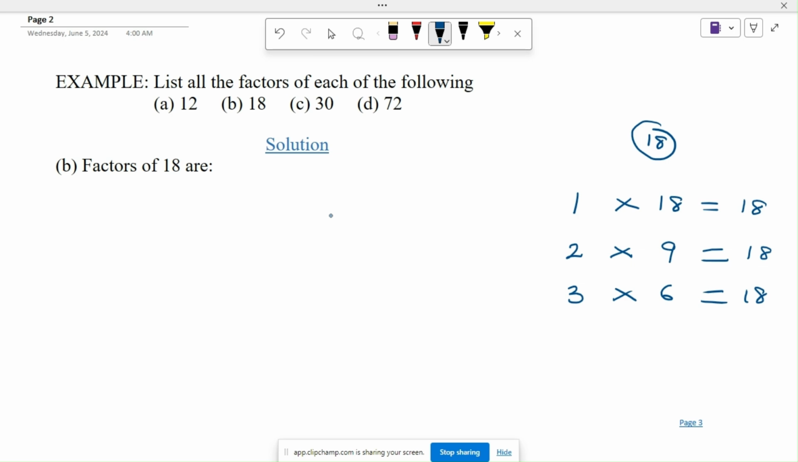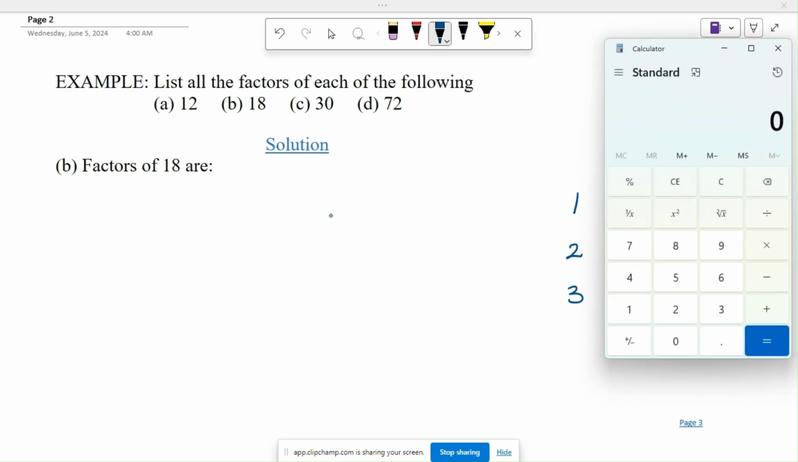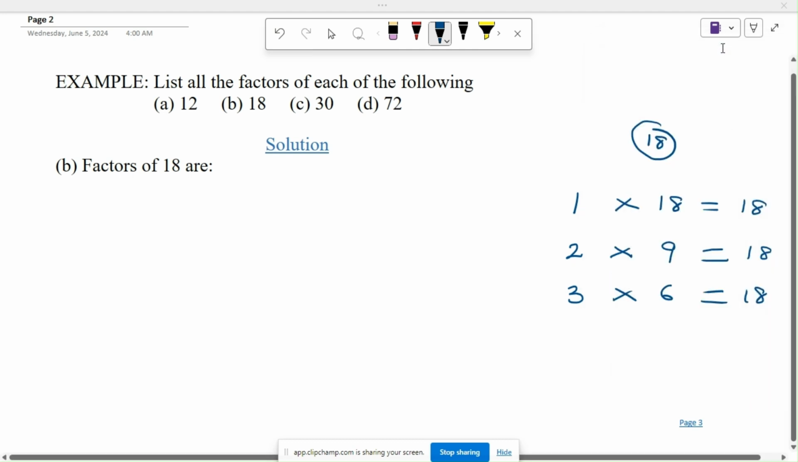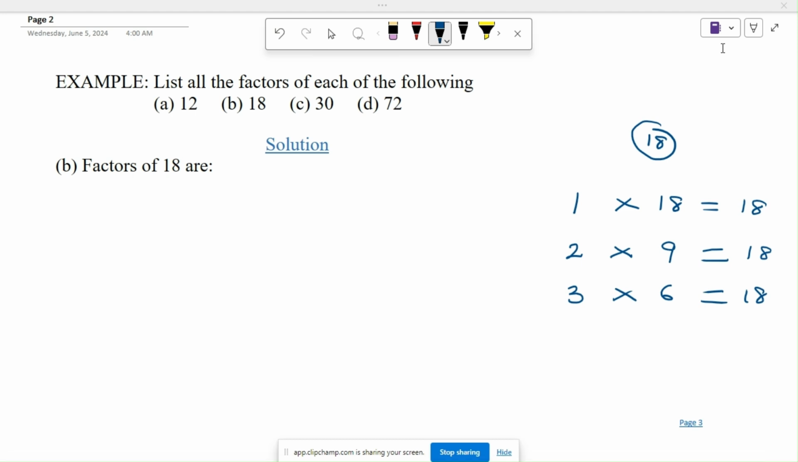Can 4 be part? Maybe we should check. Now, if you have 4, let's say you have 18 divided by 4. You can see this will not work. It will not give us a whole number. So there is no whole number that I can multiply by 4 to give me 18. And there is no whole number that I can multiply by 5 to give me 18.